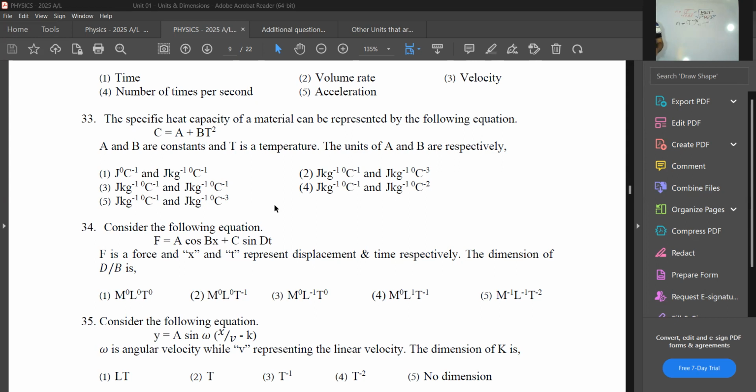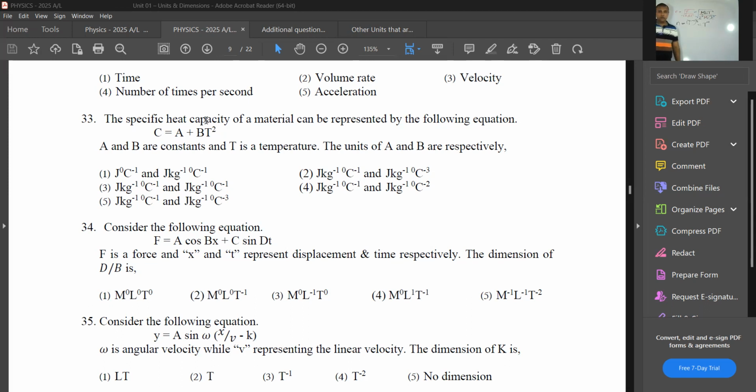What is the answer for question number 33? The specific heat capacity of a material can be represented by the following equation. A and B are constant and T is a temperature. The unit of A and B are respectively.